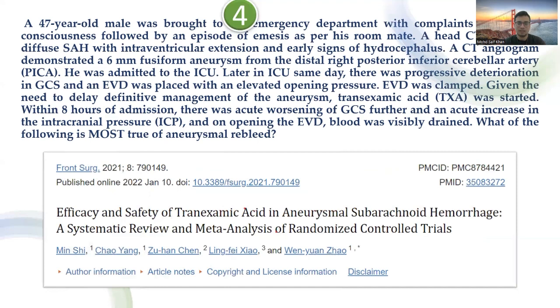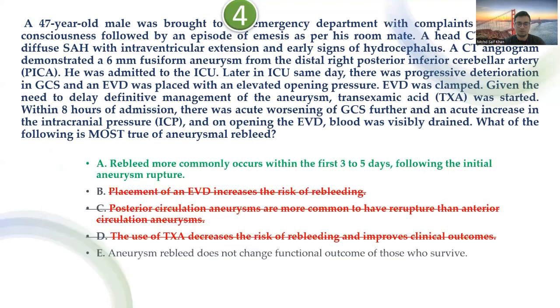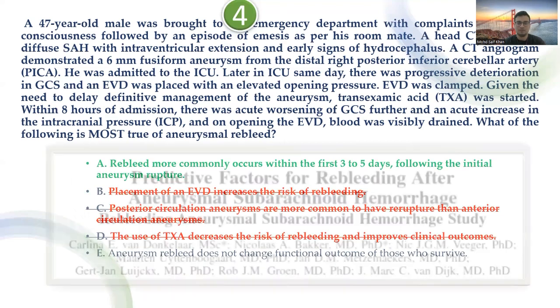Okay, so this is the article, latest one, and this is a systematic review, and it shows that there is no improvement in the clinical outcome if you use the tranexamic acid. So this is the wrong statement again. Now the last one, the rebleeding causes change in the functional outcome or not. So yes, it can cause 60% higher chance of case fatality rate.